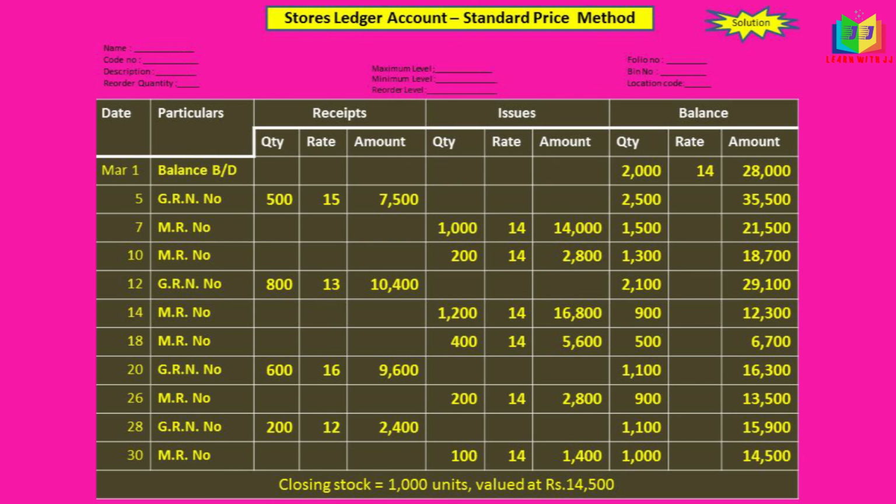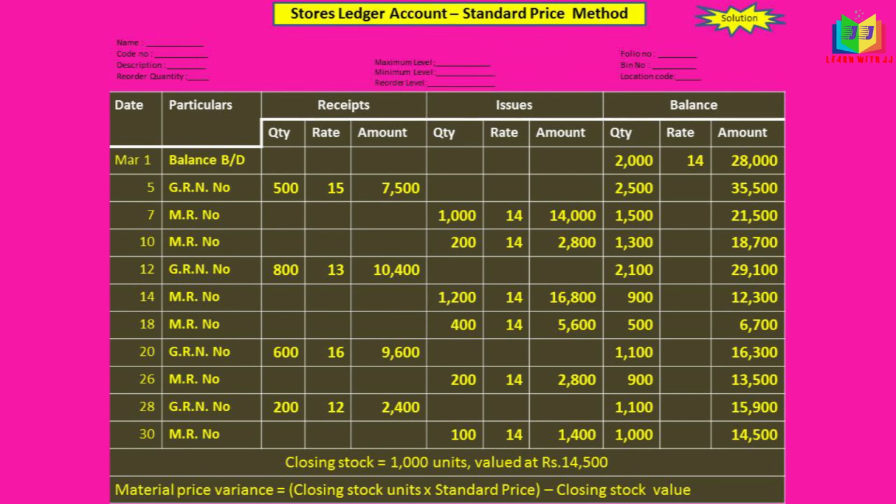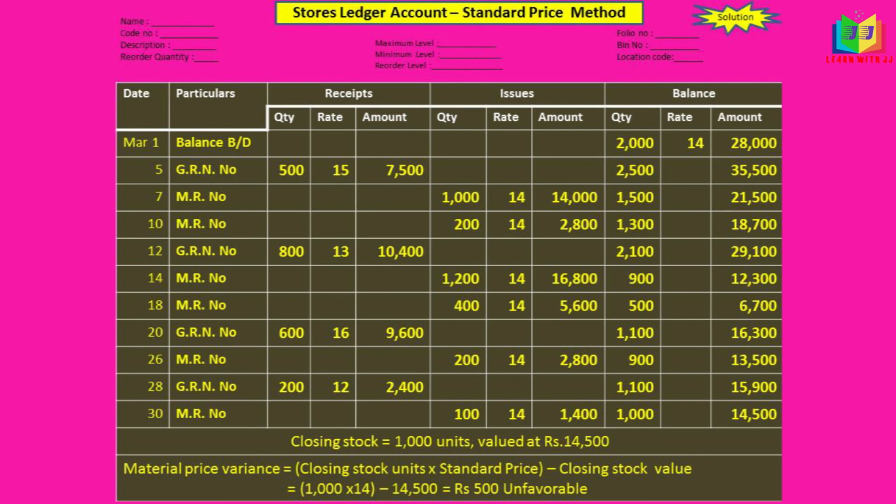And the next step is to find out the material price variance. We saw earlier that the formula to calculate this material price variance is closing stock units into standard price minus closing stock value. Here we have the closing stock units, that is 1,000 units, and the standard price is 14 rupees, and closing stock value is 14,500 here. So if we substitute in that formula, we'll get minus 500.